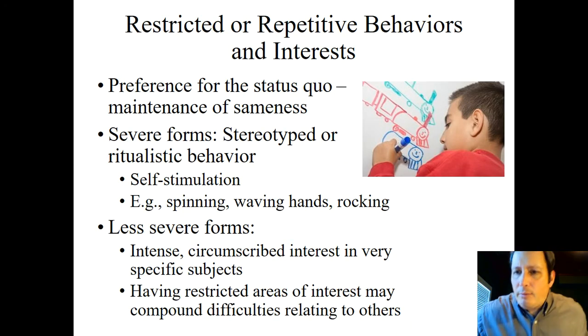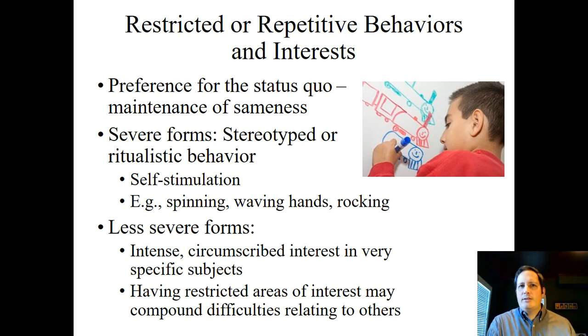Another aspect that we see with autism is restricted or repetitive behaviors and interests. So they have a preference for status quo, in other words, a lot of maintenance of sameness. And in the more severe forms, you might see stereotyped or ritualistic behavior, a lot of times seen in self-stimulation. So one of the classic self-stimulations is this kind of flapping, hand flapping, and that they will get kind of fixated on the hand flapping.